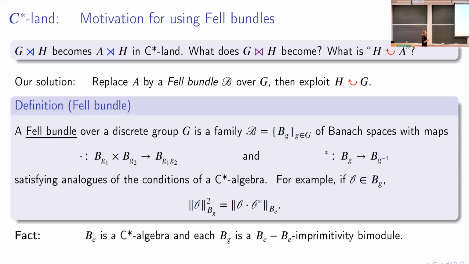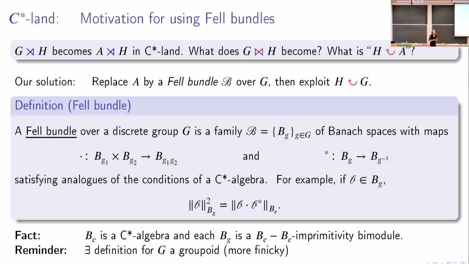And again, if you haven't seen this before, the fiber over the unit is actually a C-star algebra, and each of the other fibers is actually an imprimitivity bimodule over that unit fiber. So a Morita equivalence. And again, you can do this for groupoids, it's just more finicky, and then you have to actually be worried about topology. So it's not just a bunch of spaces, but actually they have a global topology that stitches them together.